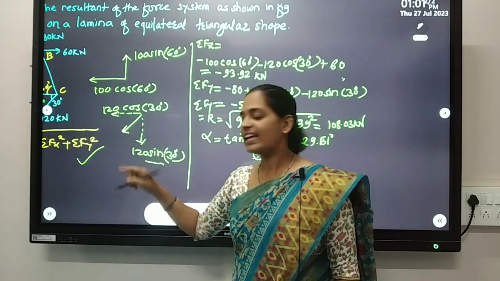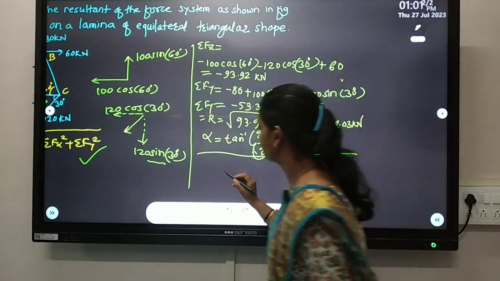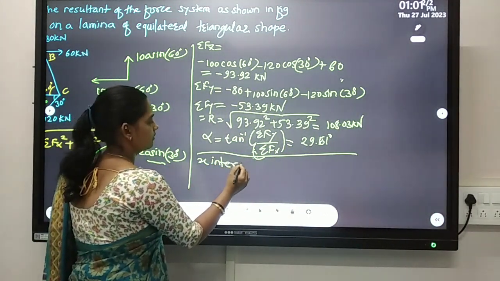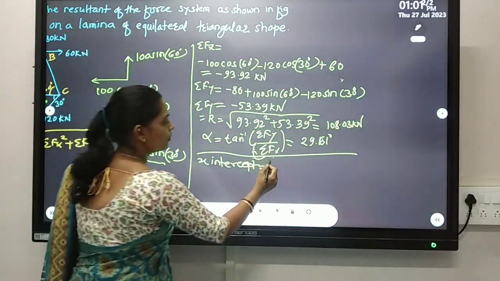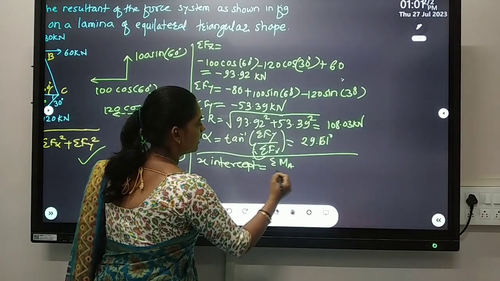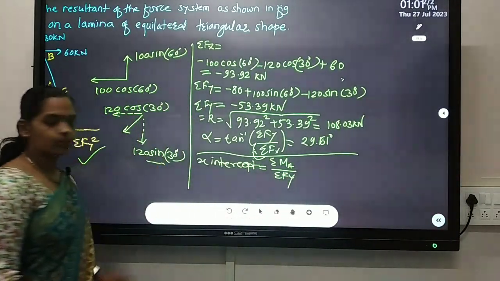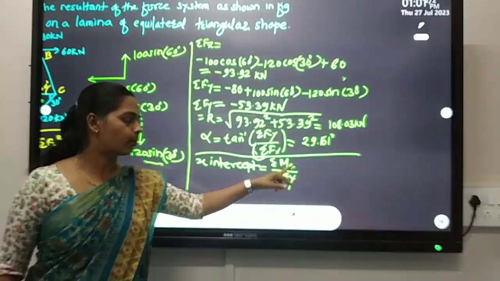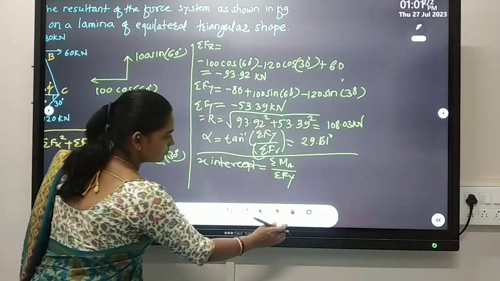So, we have to calculate the x intercept. Okay. So, how to calculate the x intercept? X intercept is equal to summation of moment at point A divided by summation f of y. Suppose we want the y intercept, then it becomes summation of moment at point A divided by summation f of x. Okay.